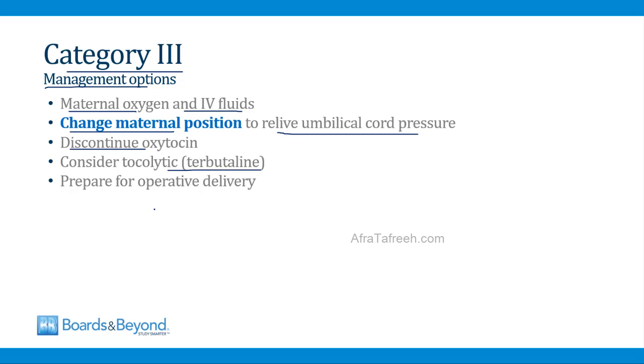And then ultimately, when the fetal heart rate tracing shows a Category 3 pattern, you have to prepare for operative delivery, either an operative vaginal delivery or a cesarean delivery. And that concludes our module on intrapartum fetal monitoring.